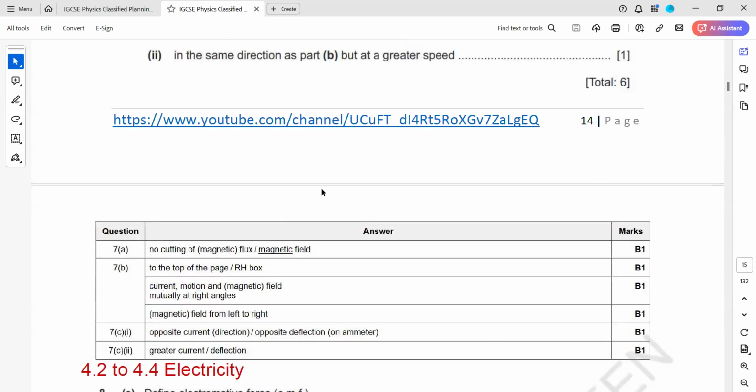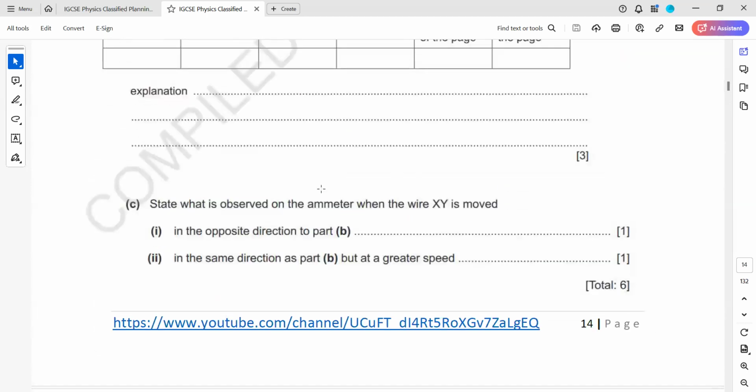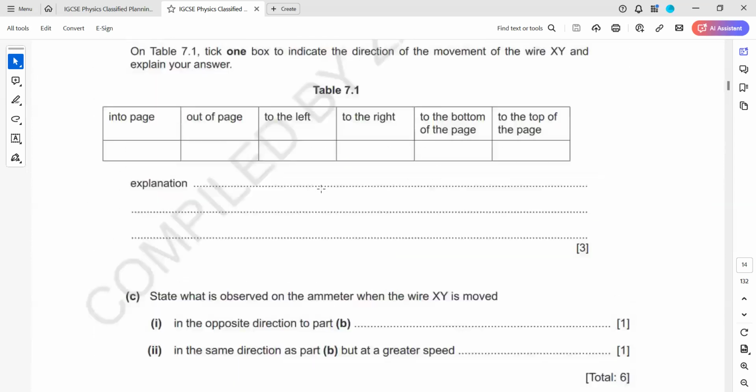So whenever you don't see a supply, you will use the right hand. If there's a supply, use the left hand, whether you need a current or a force. So if you need a current or a force, without supply, right hand; with supply, left hand.